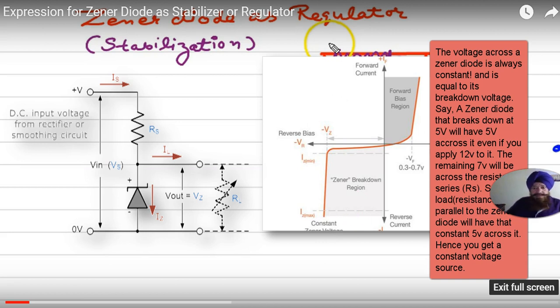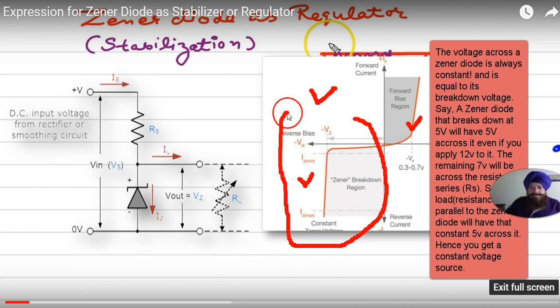Now looking here, this is the PN junction diode characteristics curve. Here is the forward biasing curve. Here is the reverse biasing curve, right? Now, the Zener diode works in this region. This is the region for Zener diode.